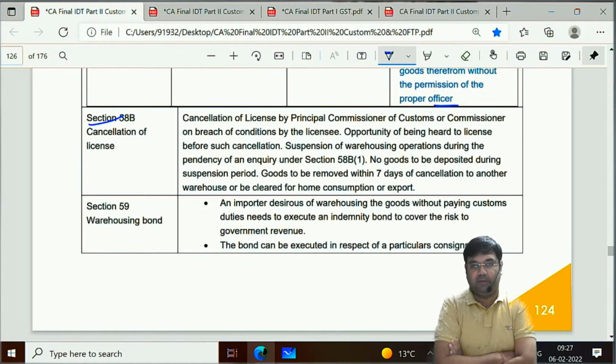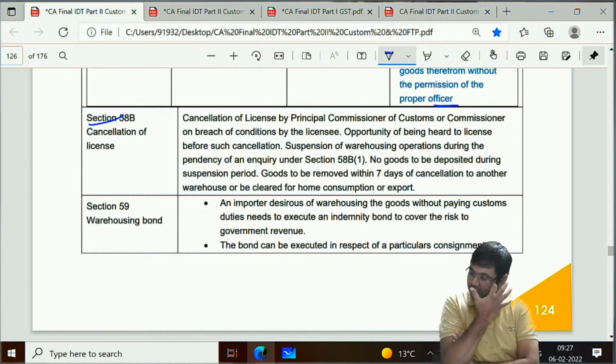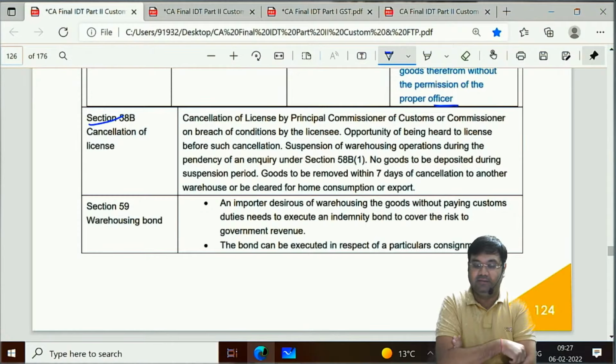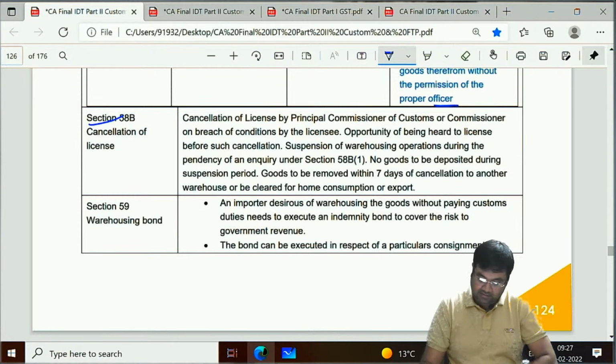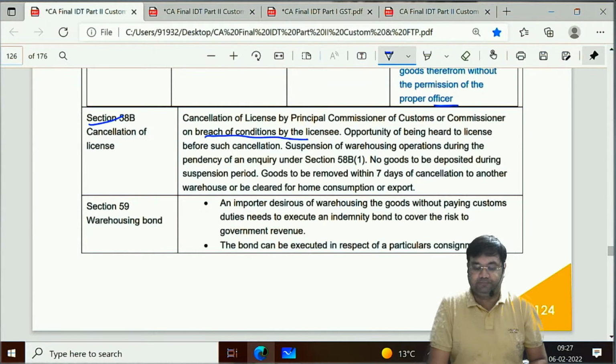So what is going to happen? Government is going to take action against him or not? Or they are going to say, okay, you continue, we are not going to withdraw your license. Okay, so there is, of course, section 58B. It empowers principal commissioner of custom or commissioner of custom that they can cancel the license. They can cancel the license if there is a breach of conditions by the licensee.